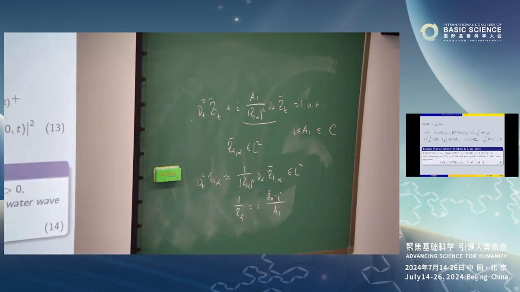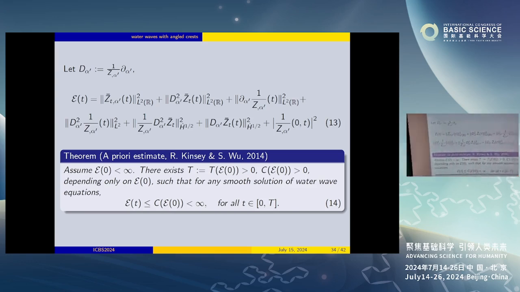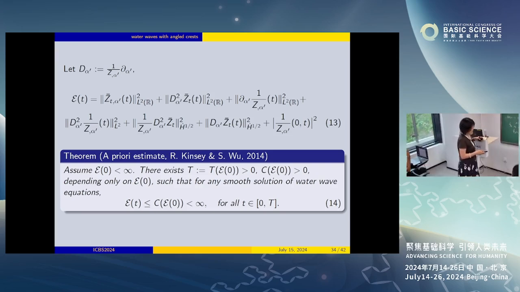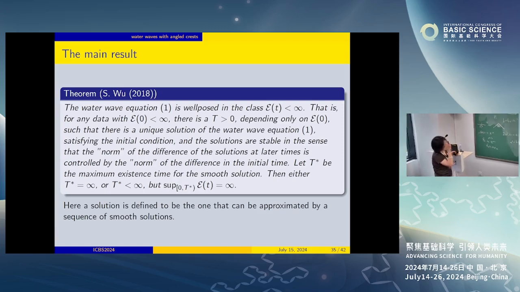So the result is we first, with my former student, Rafe Kinsey, we show that if this energy is finite, there's a finite time, and the energy stays finite for some time, okay? And then in this work, we have proved that, in fact, the water wave equation is locally well posed in this energy class, okay?